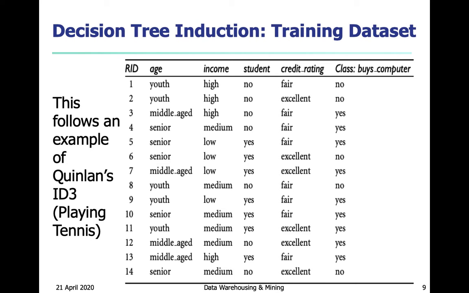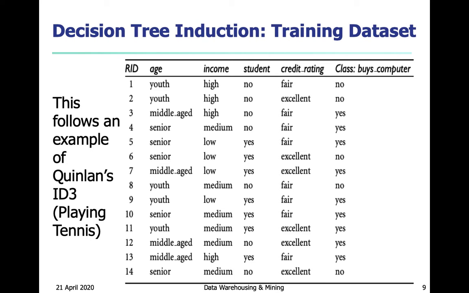Later, this work expanded on earlier work on concept learning systems, described by Hunt, Marin, and Stone. Quinlan later presented C4.5, a successor of ID3, which became a benchmark to which newer supervised learning algorithms are often compared.